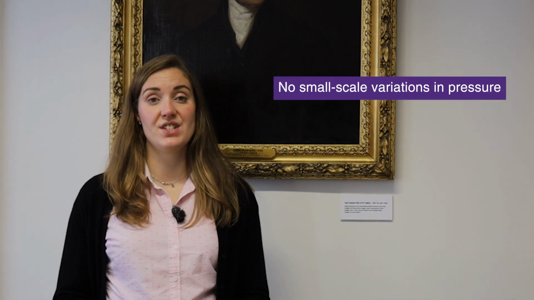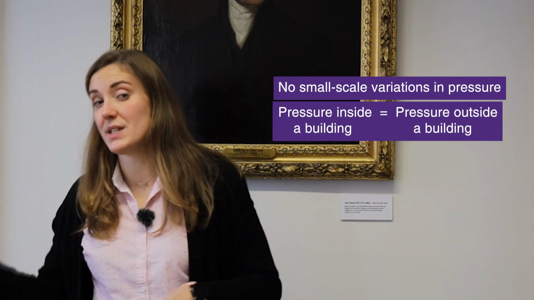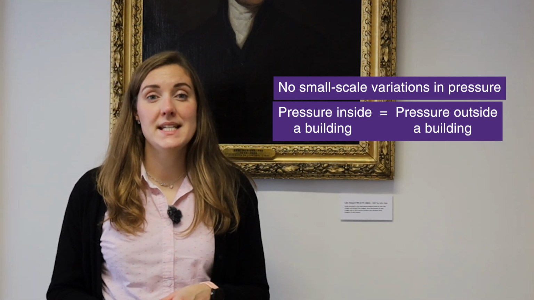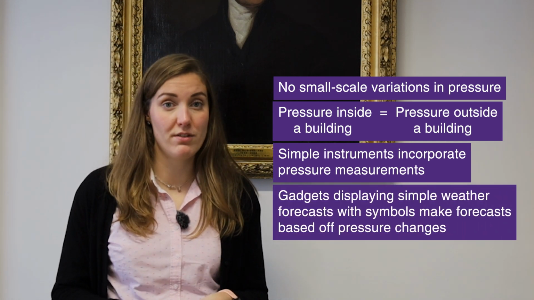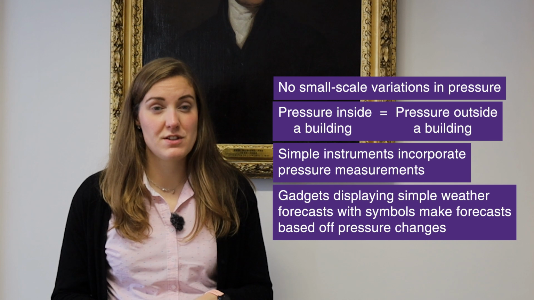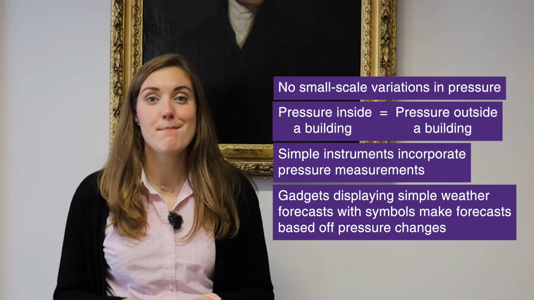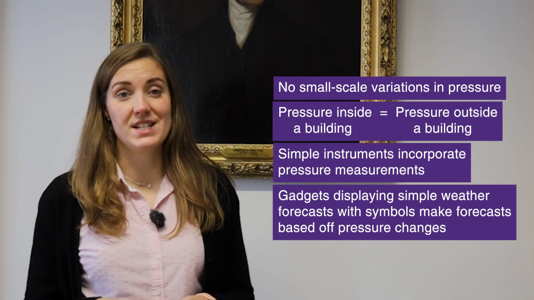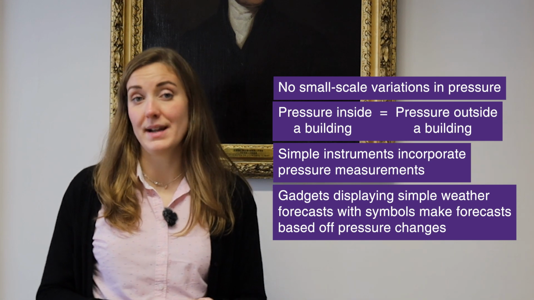Pressure is a relatively easy weather variable to record, as there are no small-scale variations. The pressure recorded inside a building will be the same as the pressure recorded outside. Many simple instruments, such as digital thermometers and watches, now report pressure as well. Gadgets which display simple weather forecasts, usually as sun or rainfall symbols, make these forecasts based off pressure changes, equating a fall in pressure with a likelihood of rain.